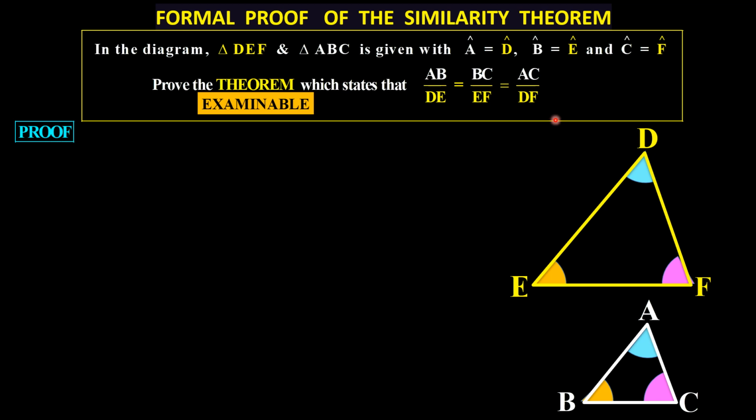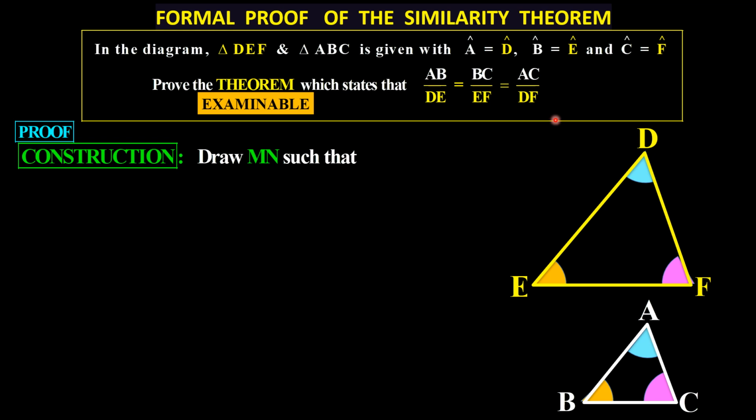Now, we want to start with a proof. But to be able to prove this, we need something to assist us, and this we refer to as our construction. It's things that we add to the given information. So the first thing is we need to draw MN. See, there's MN on the triangle DEF, such that AB is equal to DM, and AC is equal to DN. In other words, we draw it so that AB is exactly the same as DM, and AC is the same as DN.